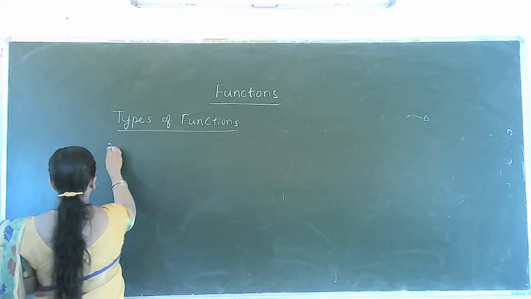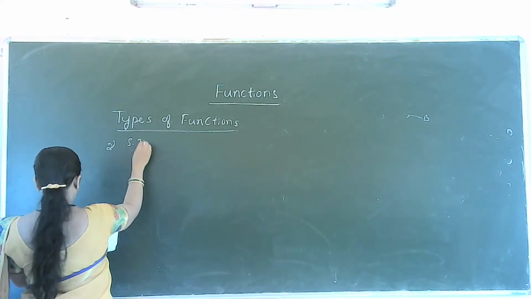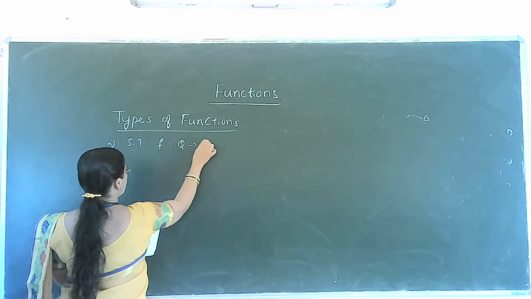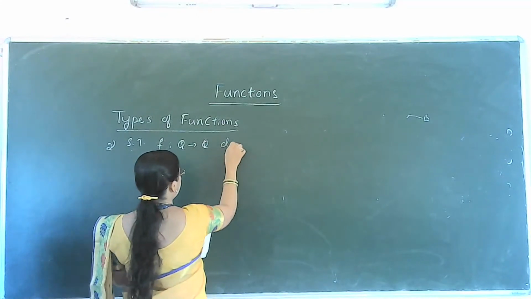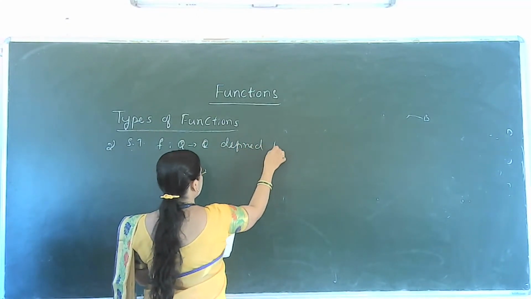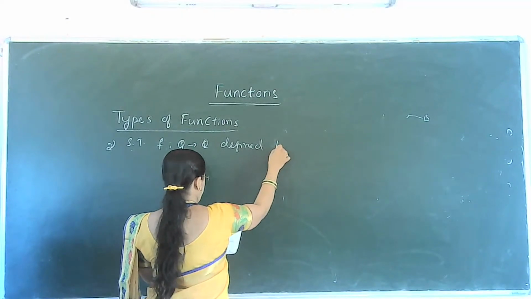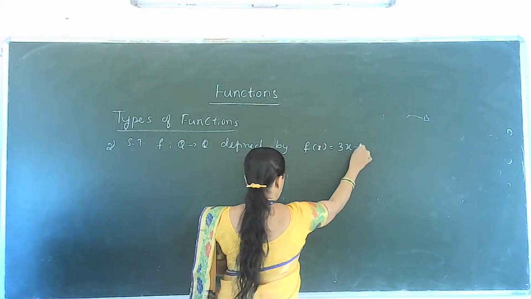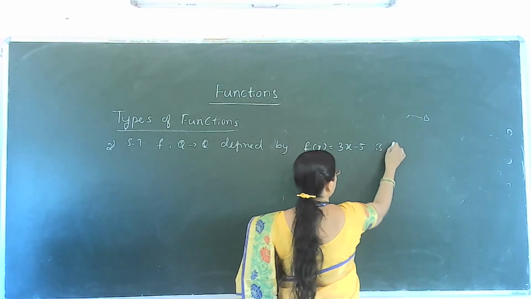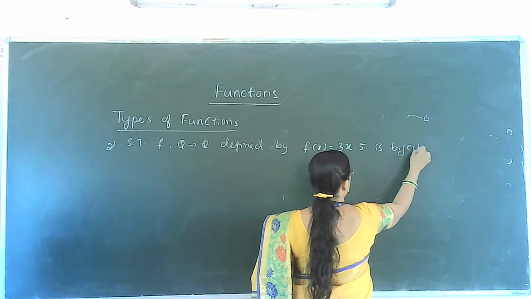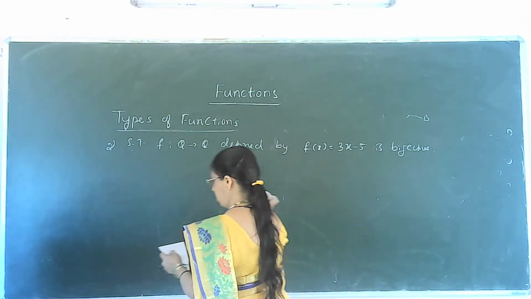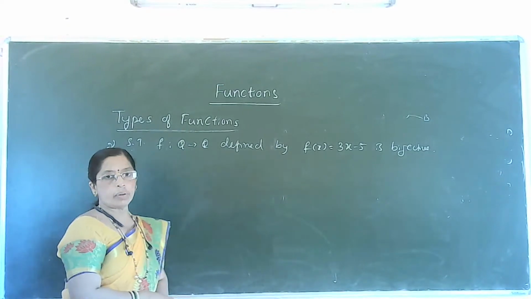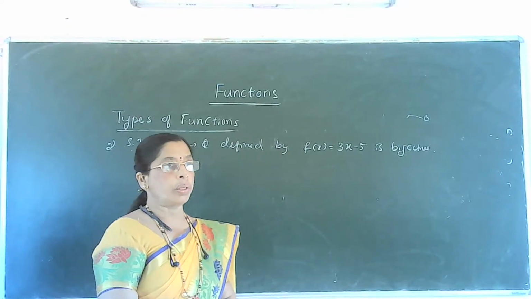Then another function, another problem. Show that f is a function from Q to Q defined by f of x equal to 3x minus 5 is bijective. First, to be bijective means it is one-one and onto also.